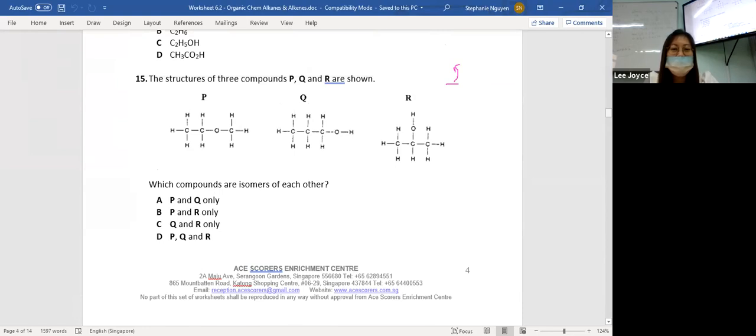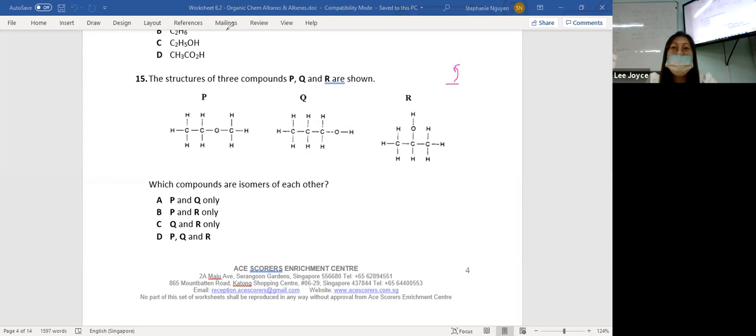Okay, now question 15. For question 15, you can see that all of them are isomers of each other. How do you check? You must count the total number of carbon, hydrogen, and oxygen. Make sure that they're all the same to give the same chemical formula. So you should have C3H8O. The chemical formula is C3H8O for all 3 of them, but they have different arrangements.